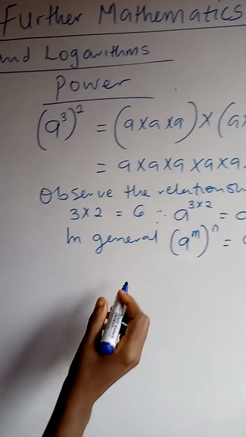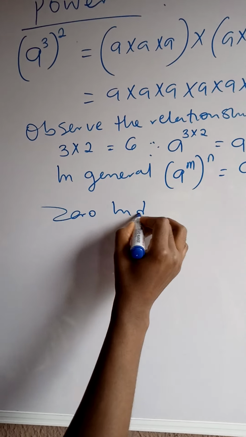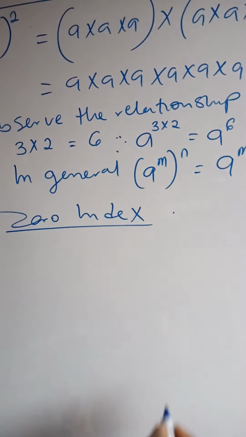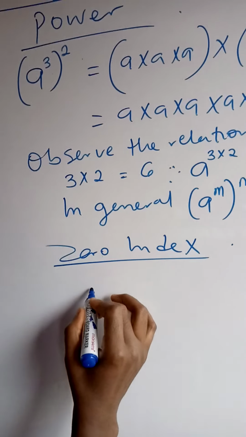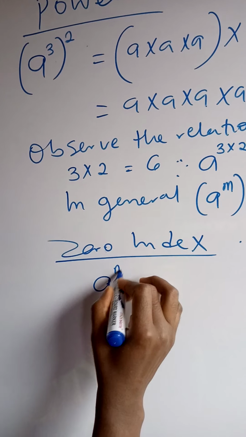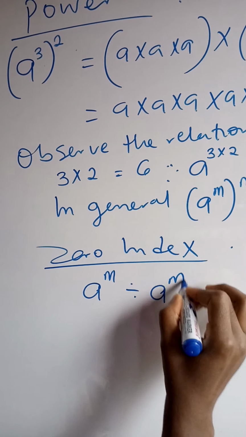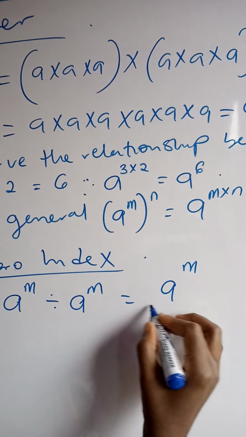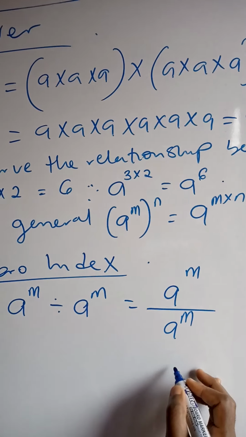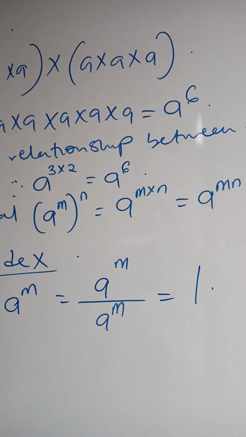The next one I want to look at is the zero index. When we are given a raised to power m divided by a raised to power m, this means a raised to power m over a raised to power m. If we cancel each other, we are going to have 1.